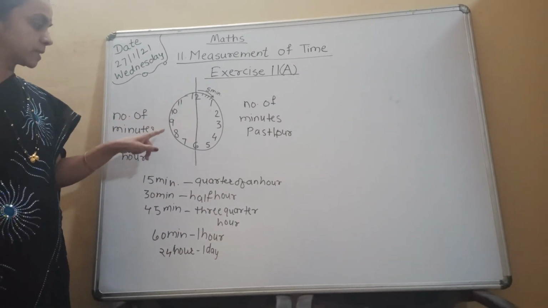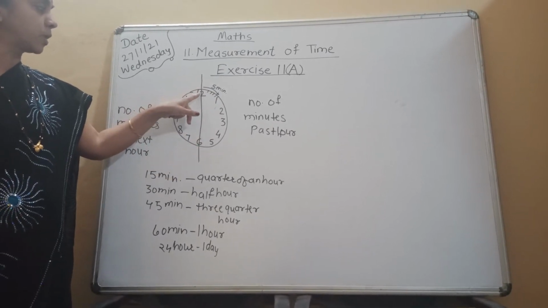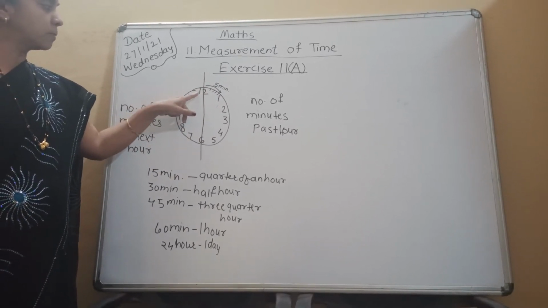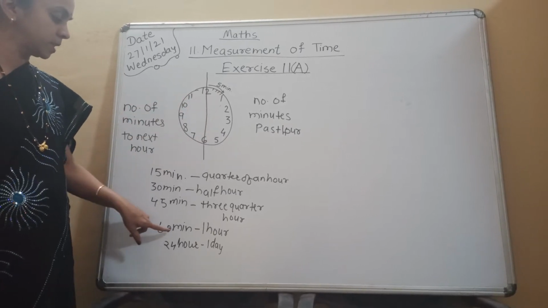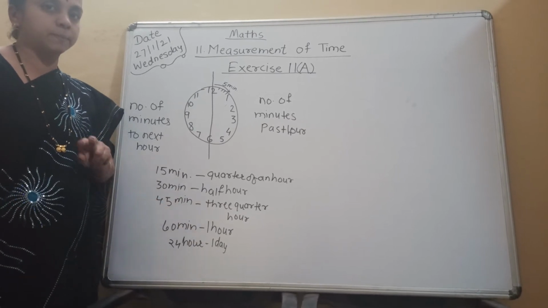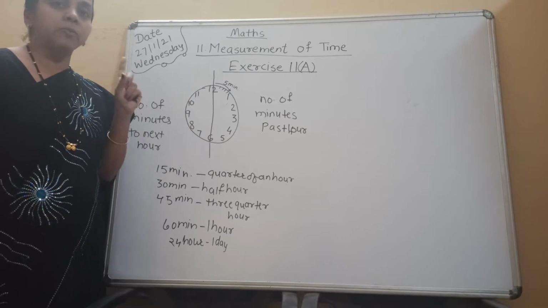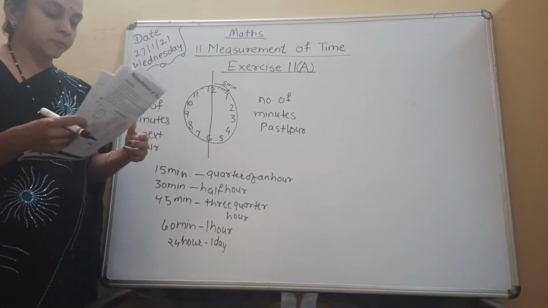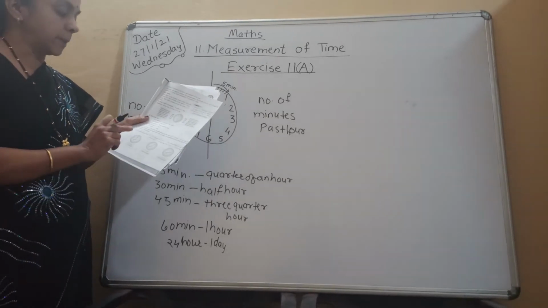Now 60 minutes. How many minutes are there in this clock from 12 up to 12? That is 60 minutes. 60 minutes means how much? 1 hour. 1 hour has passed already. And how many hours are there in one day? 24 hours. Okay. Now see your page number 130.